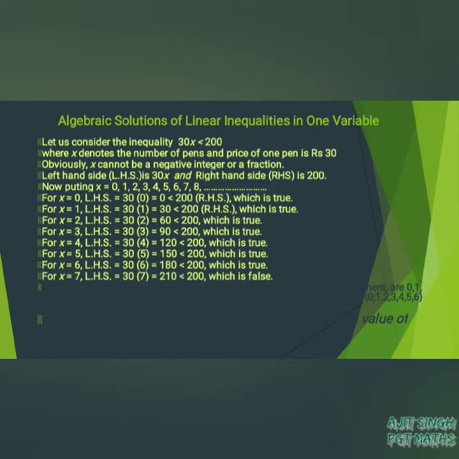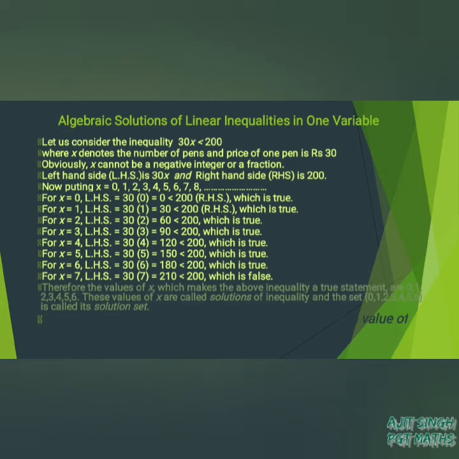Now for x equal to 7, when we put the value of x as 7 in the left hand side of the inequality, then left hand side is 30 into 7, that is 210, which is not less than 200, which is greater than 200. So the statement is false. So after the value of x equal to 7, x equal to 8, x equal to 9, 10 and so on, the statement is false.